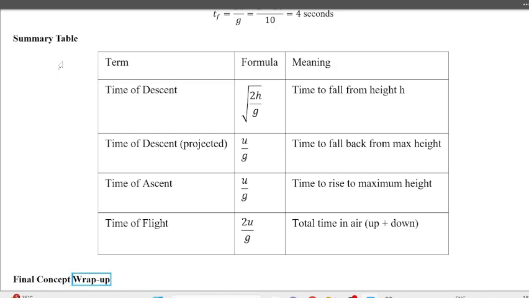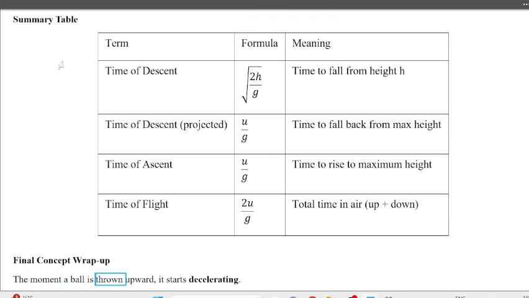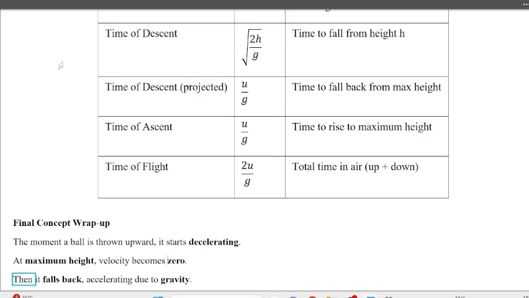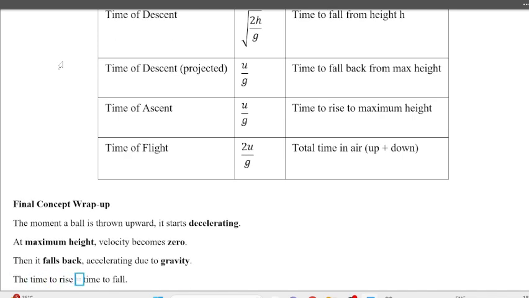Final concept wrap up. The moment a ball is thrown upward, it starts decelerating. At maximum height, velocity becomes 0. Then it falls back, accelerating due to gravity. The time to rise is equal to the time to fall.